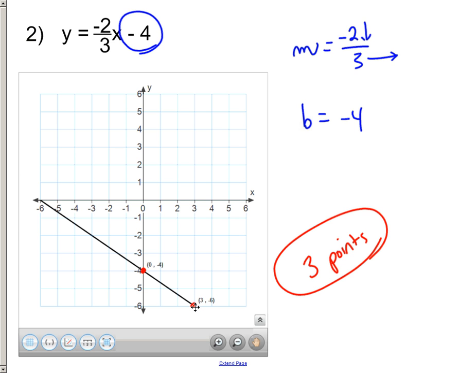If I went up two and back three, if I went up two, that'd be my rise, so I'm going to put a positive two. I went up two and I'm going to go back three. Well, that's a negative if I'm going to the left, up two and to the left three. Do you see that? Yeah, let's just move it up here.